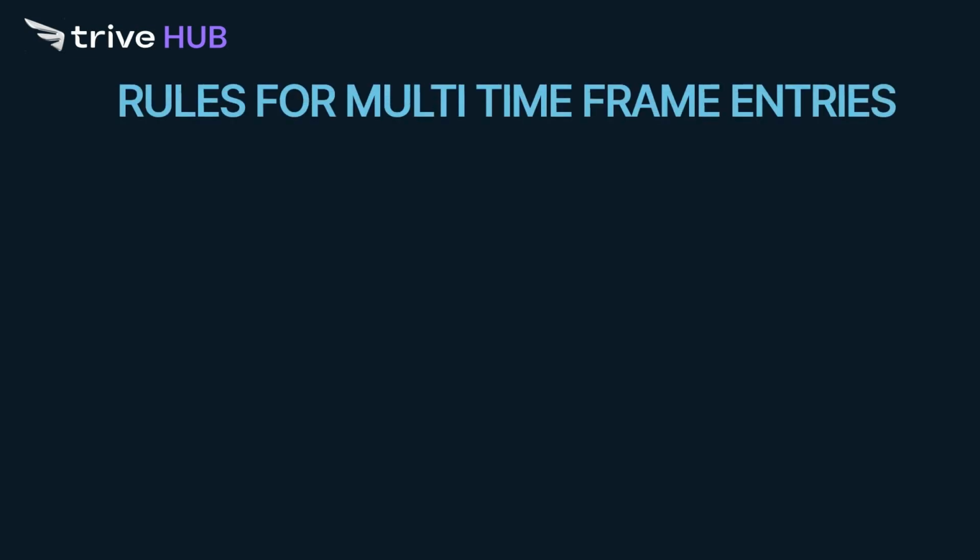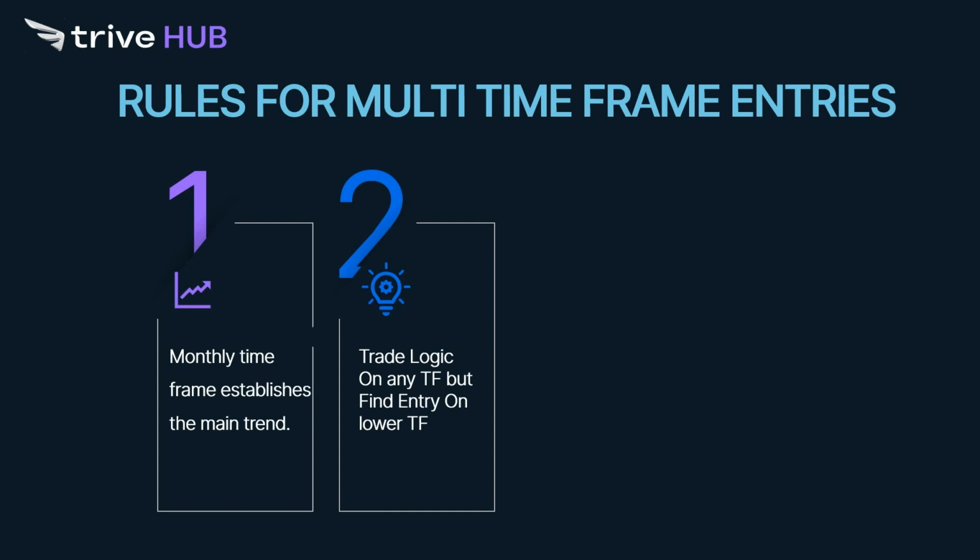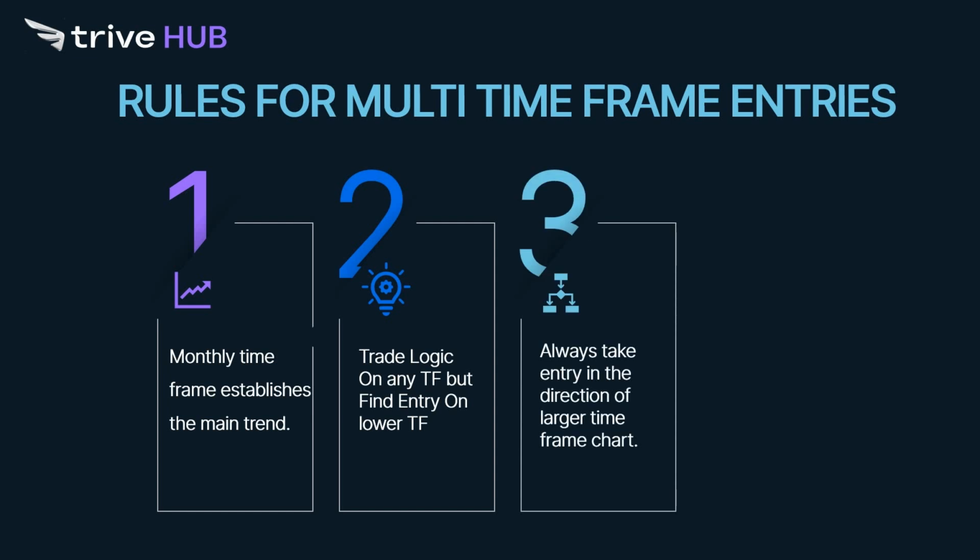So there are some rules for multi-time frame entries. First is the monthly trend. Establish the main trend, the major trend any currency pair or any asset is forming. So you need to look at the monthly time frame first. Then trade logic can come from any time frame. It can be the daily time frame, the weekly time frame, or the hourly time frame. But you must go to the lower time frame to find exact entries and exits for that particular trade logic. Alright, and always take entry in the direction of the major trend.